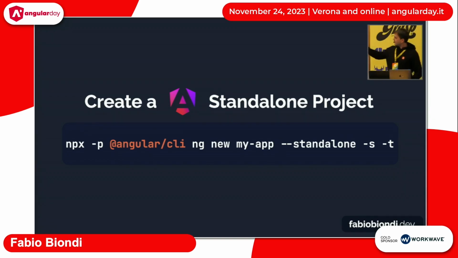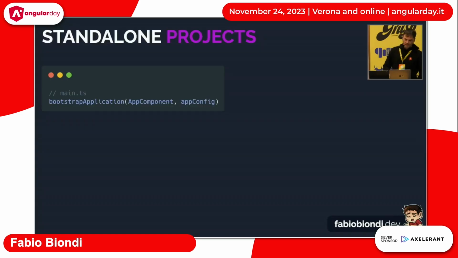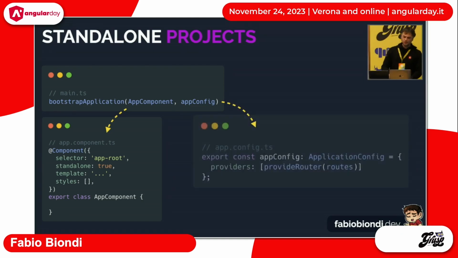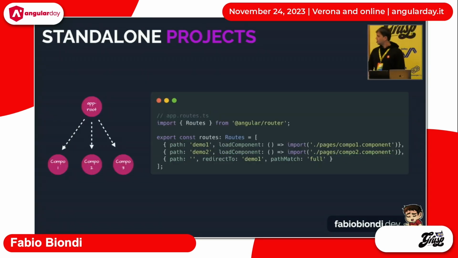As you may know, we can create a standalone project by using ng new my-app and the flag --standalone. And with -s and -t, we can set inline template and inline style. Now we can bootstrap our application, instead of using a module, directly with a component, in this case AppComponent, and we can also define a configuration by using the second parameter, appConfig, that allows you to define providers, like for example provideRouter, and define all the routes. Now we can also define the routes of our application by simply using loadComponent instead of loadChildren, as in the past.